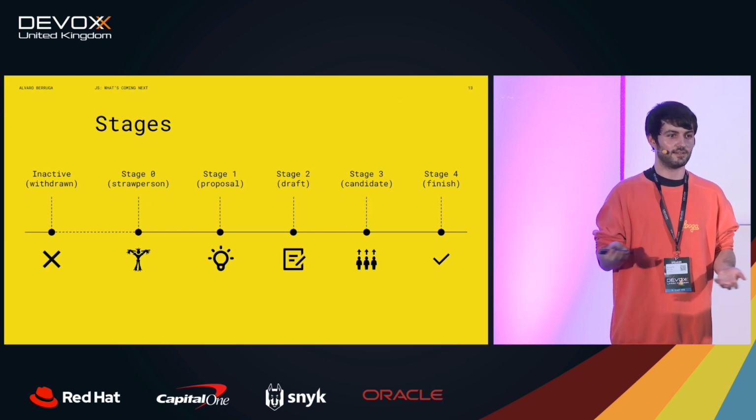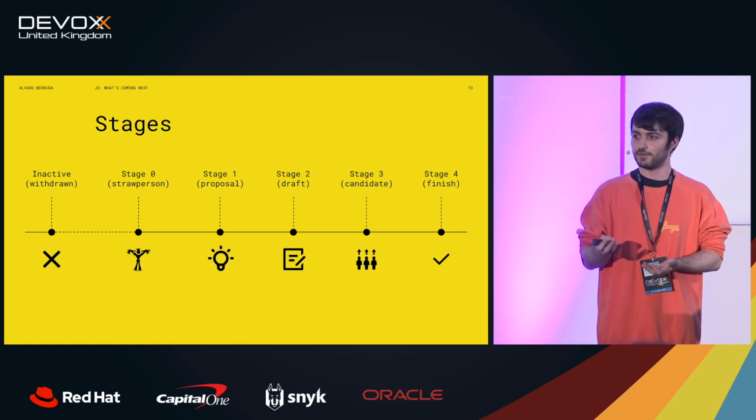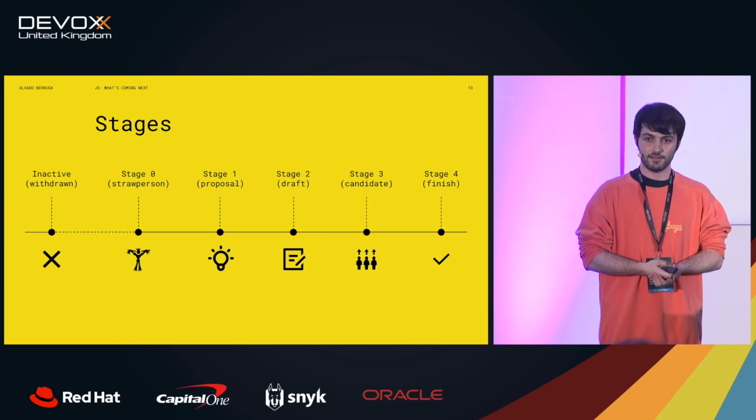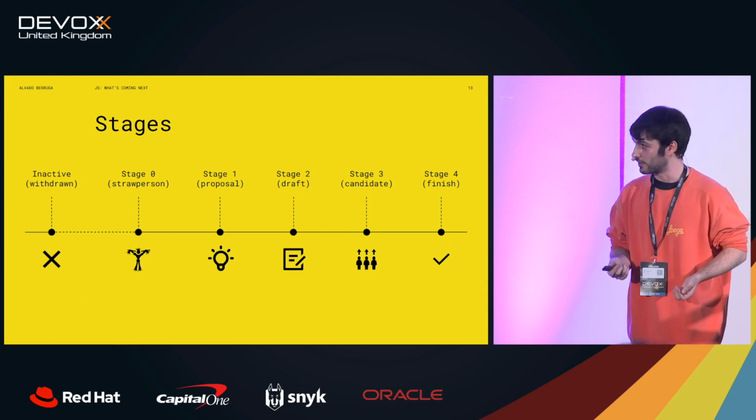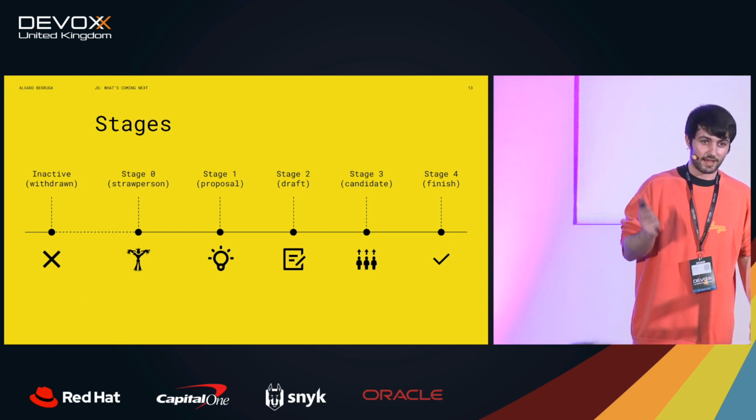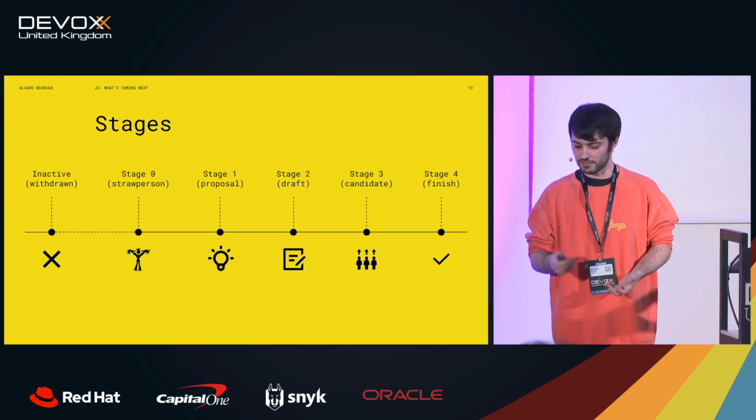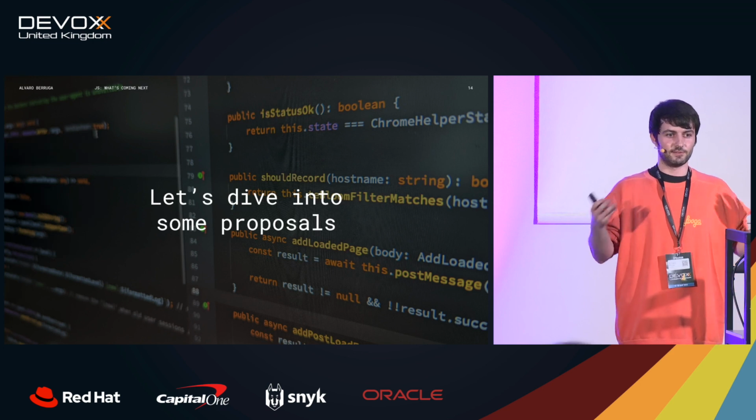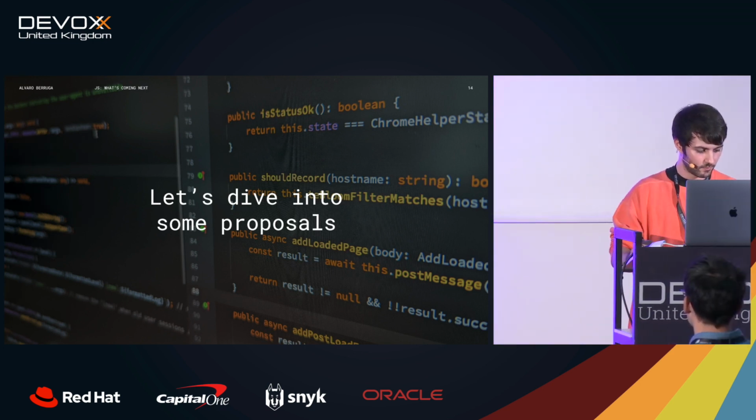And stage 4 means that, congrats, the proposal will be part of the next ECMAScript version that is released every year in July, right? So for example, now we're in May, so there is one that is going to come in just a couple of months. And what we are going to do now, so that you can get a little used to how the proposals look, is dive into some proposals, okay? So let's take a quick look.